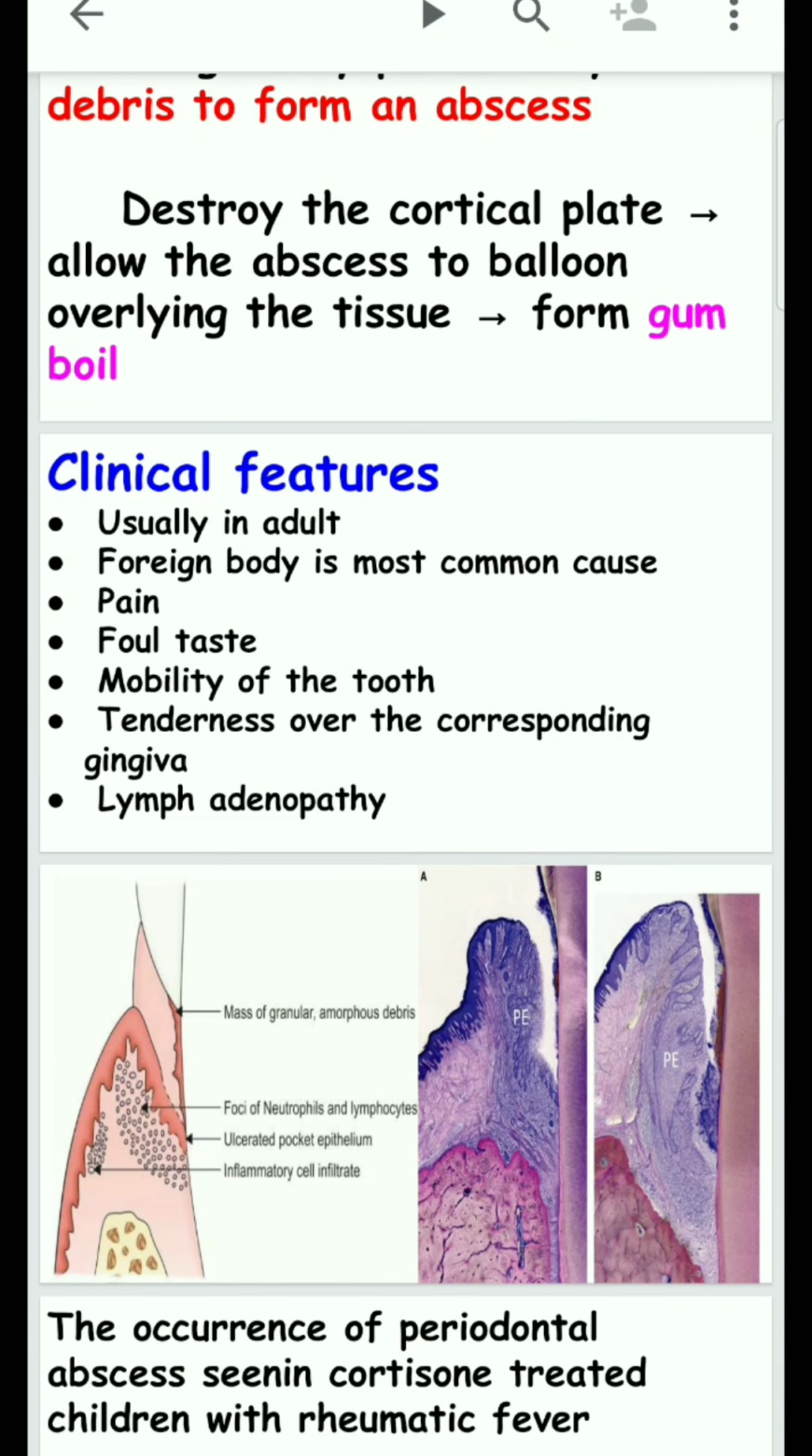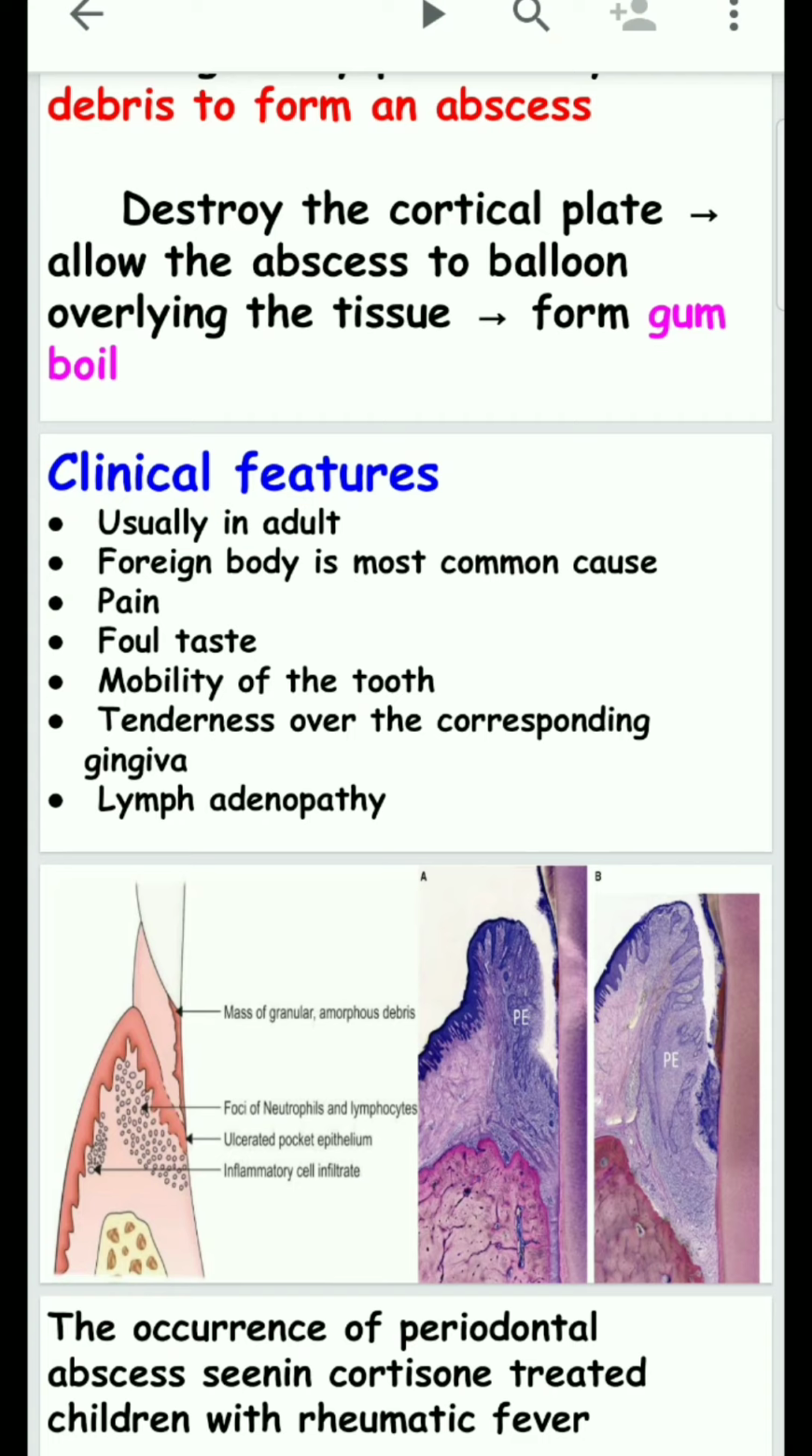Clinical features: it mostly occurs in adults, because children have deciduous teeth, and older individuals mostly have gingival recession and loss of teeth. But young adults have a sufficient amount of periodontal pocket to help the bacteria. As a result, it can easily affect young individuals and lead to this kind of periodontal abscess.